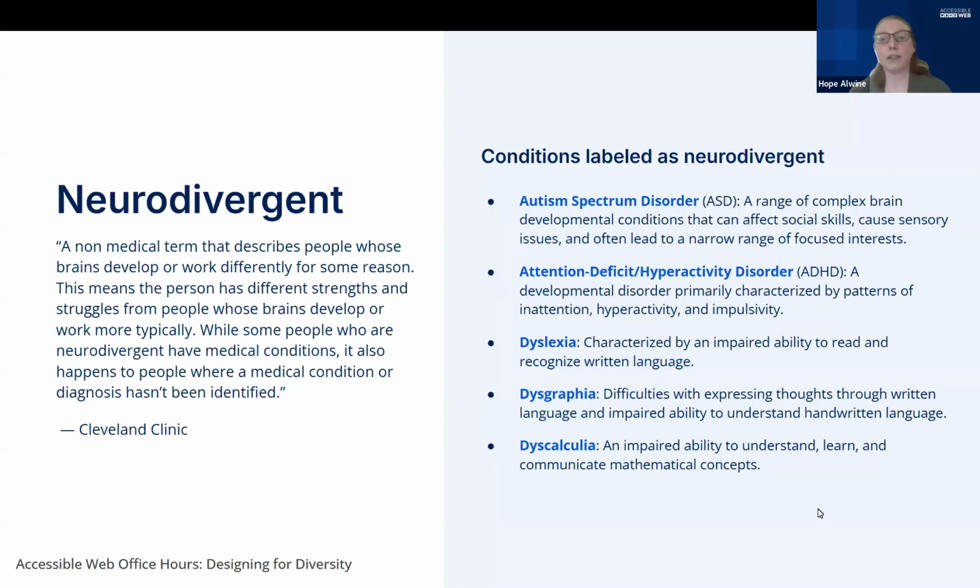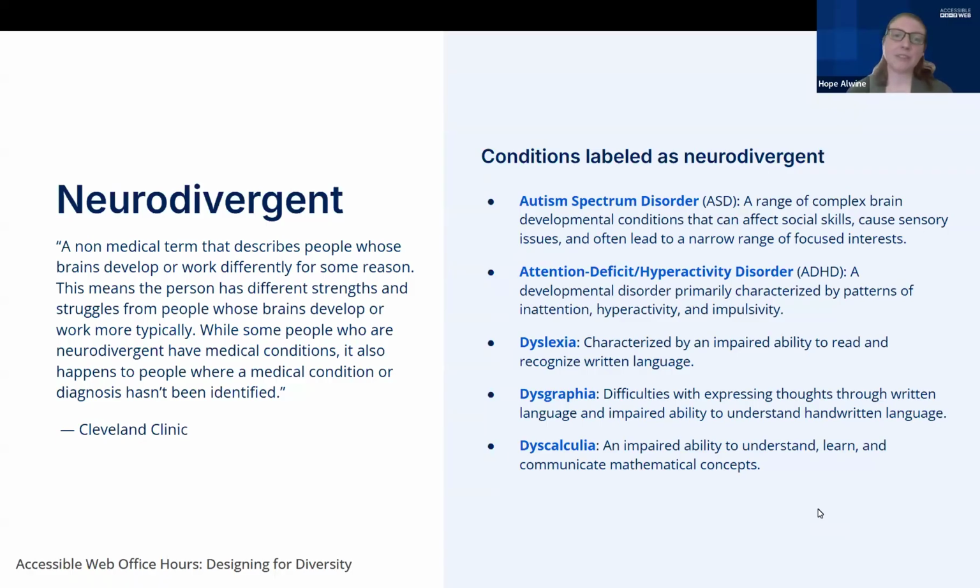So let's look at some common conditions that are labeled as neurodivergent. You have autism spectrum disorder, or ASD, which is a range of complex brain developmental conditions that can affect social skills, cause sensory issues, and often lead to a narrow range of focused interests. There's also attention deficit hyperactivity disorder, or ADHD, which is a developmental disorder primarily characterized by patterns of inattention, hyperactivity, or impulsivity. And the last three, I apologize, but I always mispronounce these. So we have dyslexia, which is characterized by an impaired ability to read or recognize written language. You also have dysgraphia, which is difficulties with expressing thoughts through written language and an impaired ability to understand handwritten language. And lastly, we have dyscalculia.